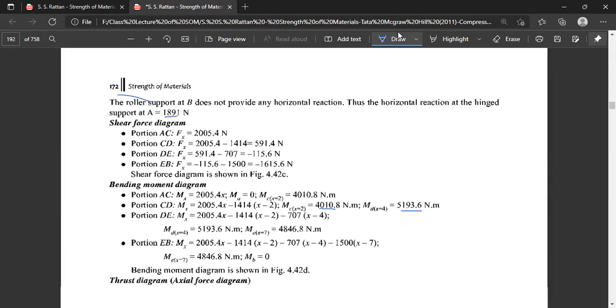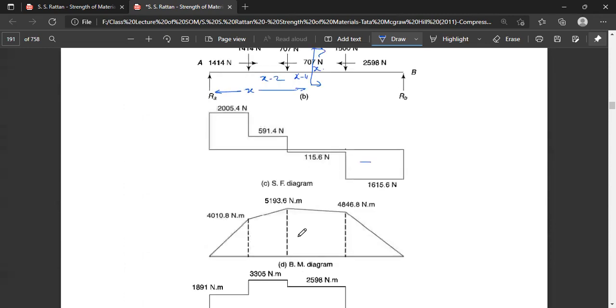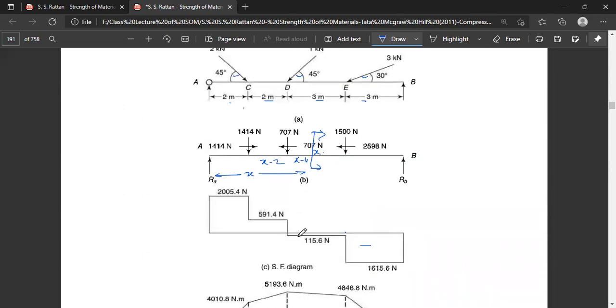Here, the bending moment for DE will become 2005.4x minus 1414 into x minus 2 minus 707 into x minus 4. Thus, at D, when x is equal to 4, the bending moment will be 5193.6. At E, when x is equal to 7, the bending moment will be 1846.8 Newton meter. Next, the portion EB. Here, we follow the same procedure.